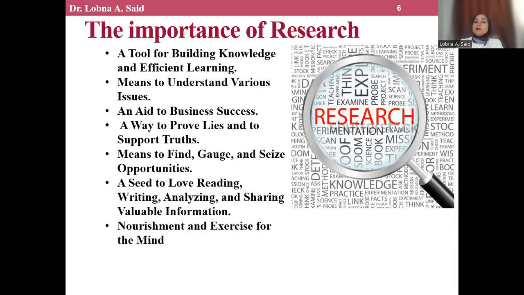It's a way to prove lies and support the truth, because if I claim something is true, how do you know whether it is true or not? You have to have evidence for this, and research provides the needed evidence to show that people are lying or telling the truth. In research, you have to validate your results and prove your findings. So research gives you a way to support truth and prove lies.